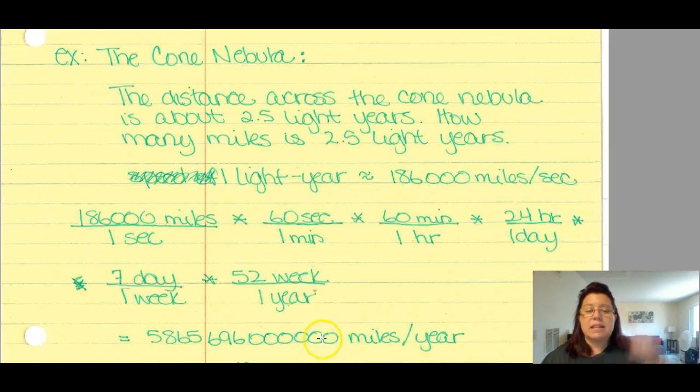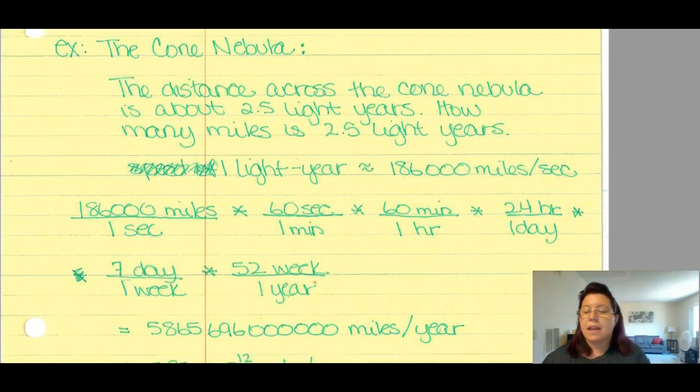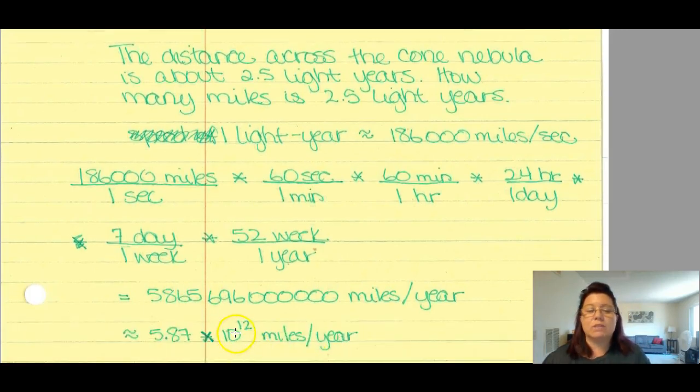Let's divide by 10, divide by 10, divide by 10, divide by 10, divide by 10, and keep counting, and you would count 12. I have to divide by 10 12 times to get this number to look like scientific notation. It is approximately 5.87 times 10 to the 12 miles per year.